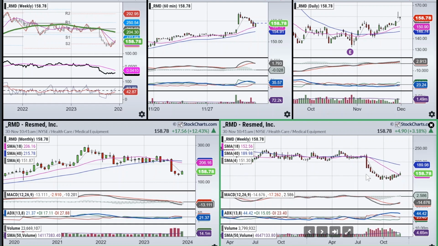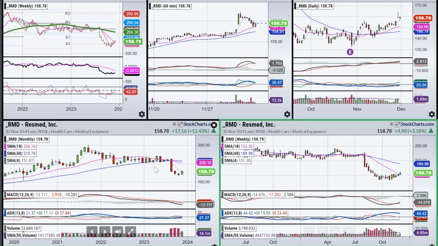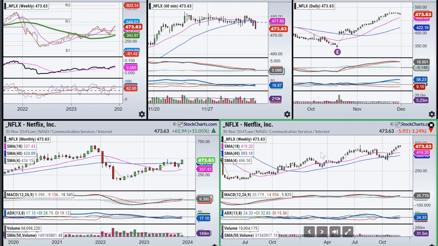So I would just give this a little bit more time. It might have a little bit of a trading move to the upside, but I bet it comes back. Let the 18 week at least start to cup around. But you're going to have some problems as you start to approach 200, where resistance really is going to get thick. Okay, let's look at Netflix.